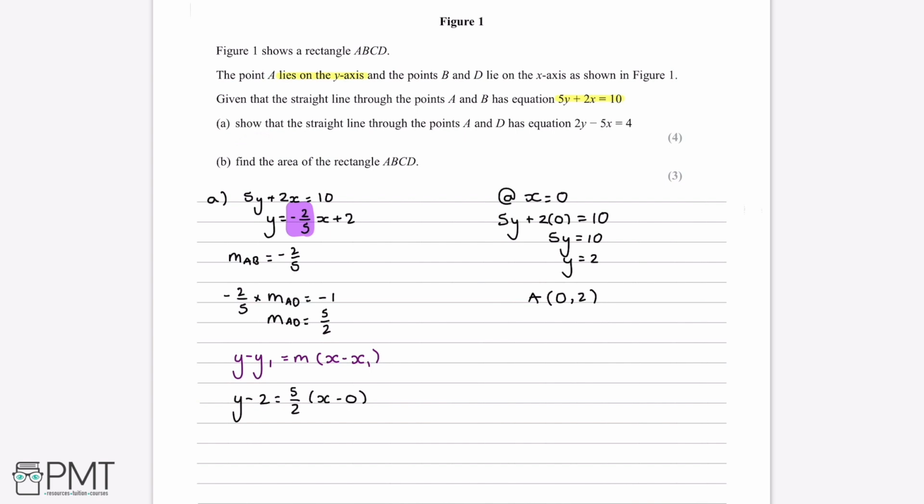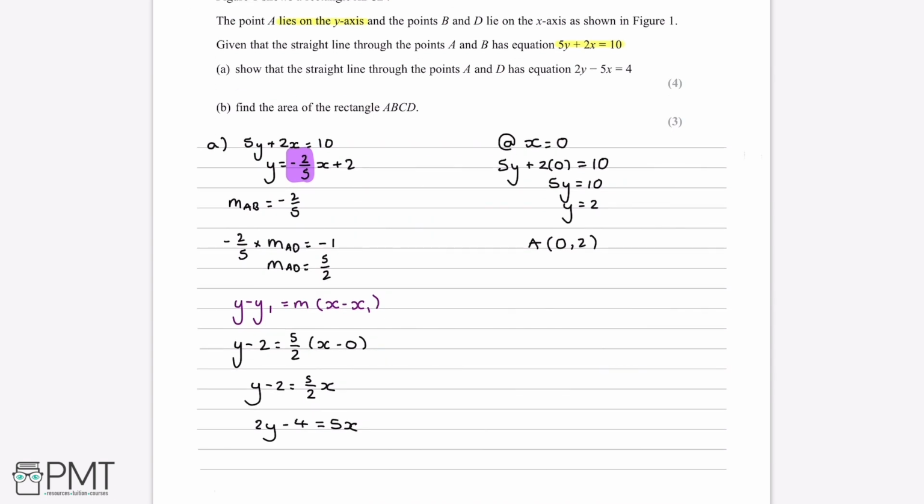So now if we do some rearranging, we're left with y minus 2 is equal to 5/2 x. And therefore, if we multiply both sides by 2, 2y minus 4 is equal to 5x. And you can see if we look back up at the question, they want it in the form 2y minus 5x equals 4. So if we take away 5x from both sides and add 4, we're left with 2y minus 5x is equal to 4, just as the question says. Now, the 4 marks for this question come from both the method marks and the answer marks.